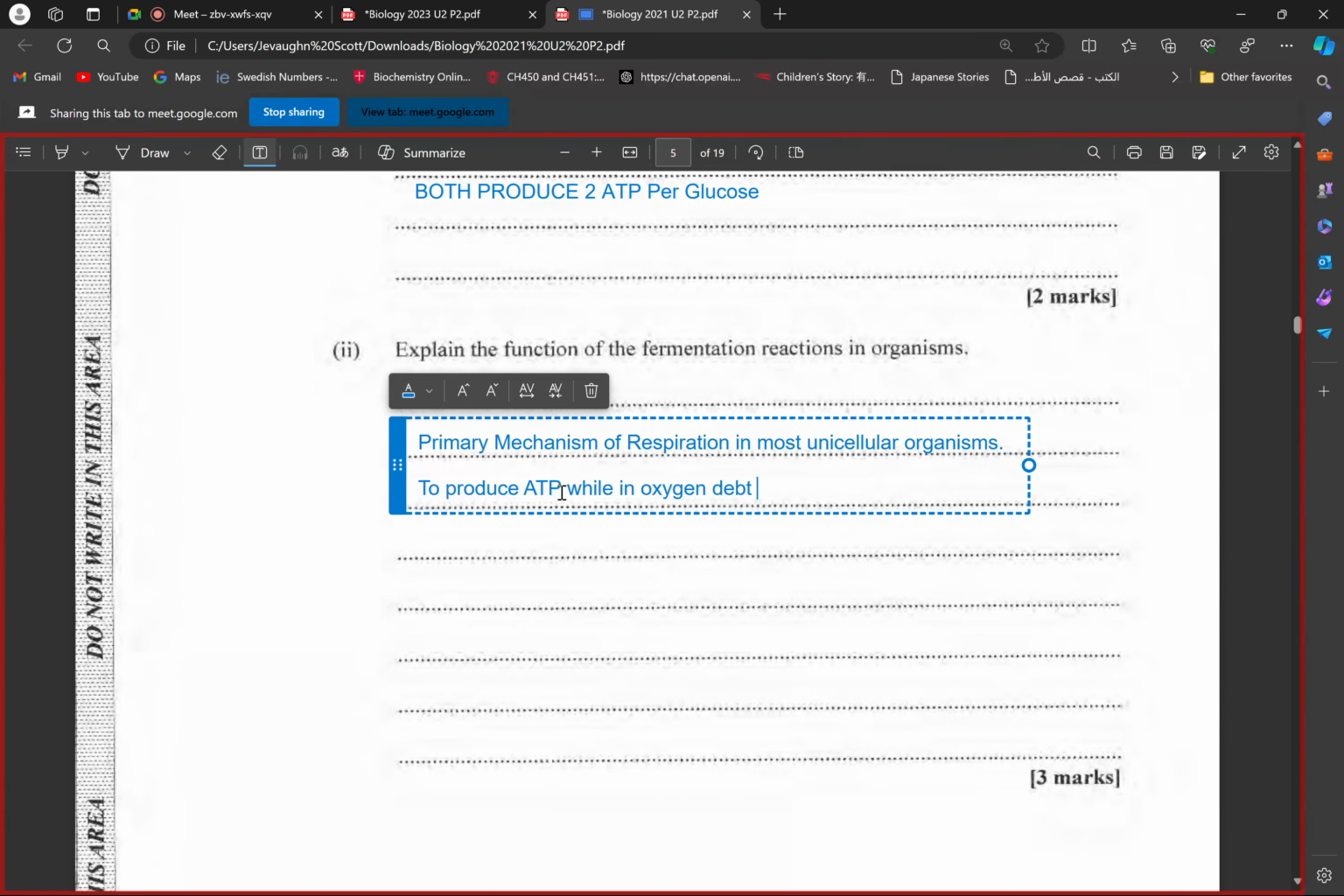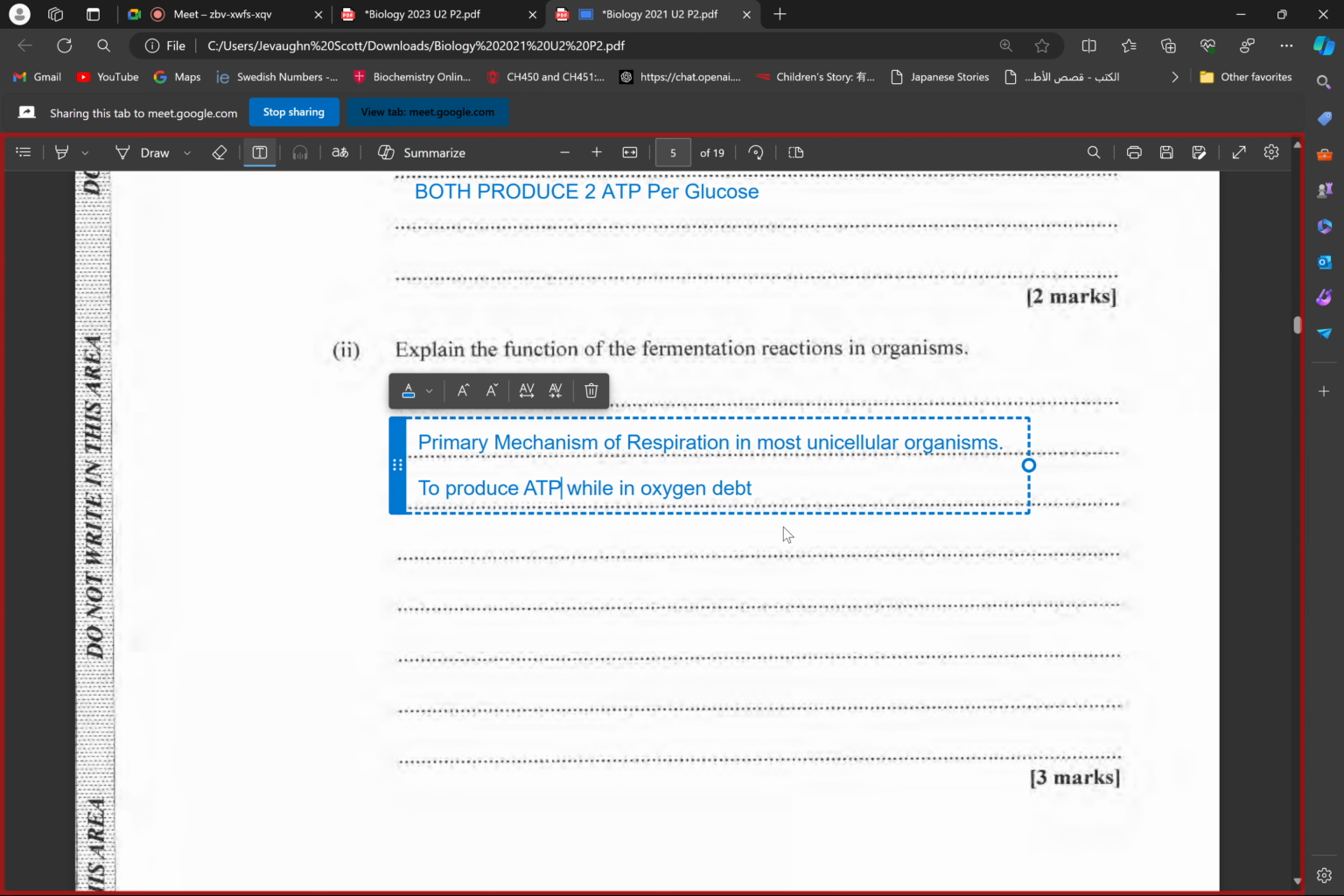Well, its main function is to produce pyruvate, but its main function is to try to produce ATP. It's going to produce pyruvate, but remember that pyruvate is going to turn to lactate in animals, and the pyruvate is going to turn to ethanol, right? Well, technically acetaldehyde and then ethanol.